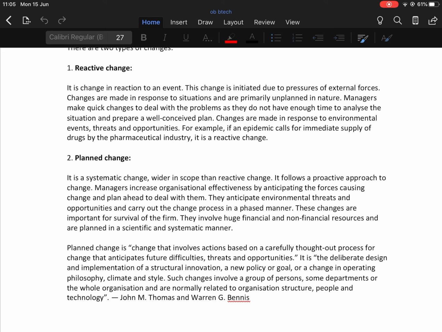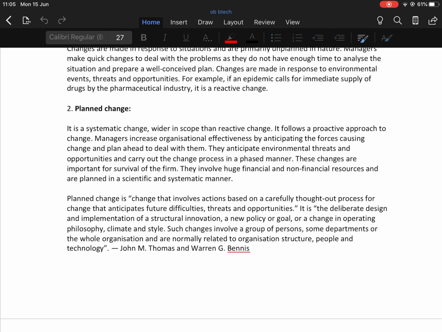Managers make quick changes to deal with the problem as they do not have enough time to analyze the situation and prepare a well-conceived plan. Changes are made in response to environmental events, threats, and opportunities. For example, if an epidemic calls for immediate supply of drugs by the pharmaceutical industry, it is a reactive change.